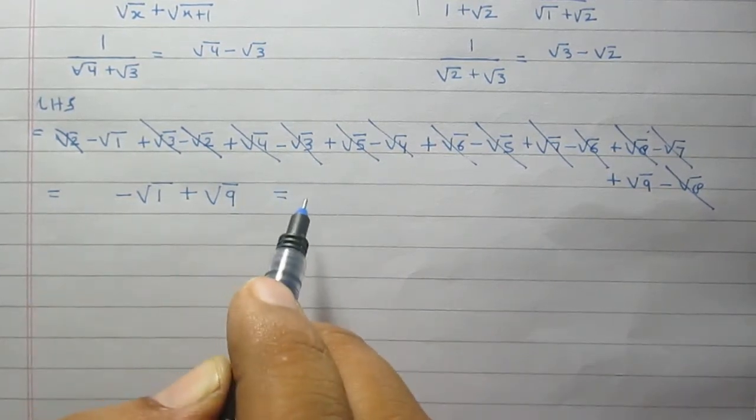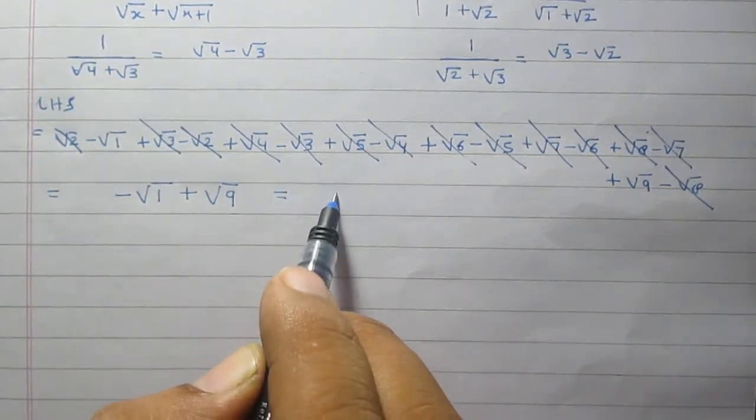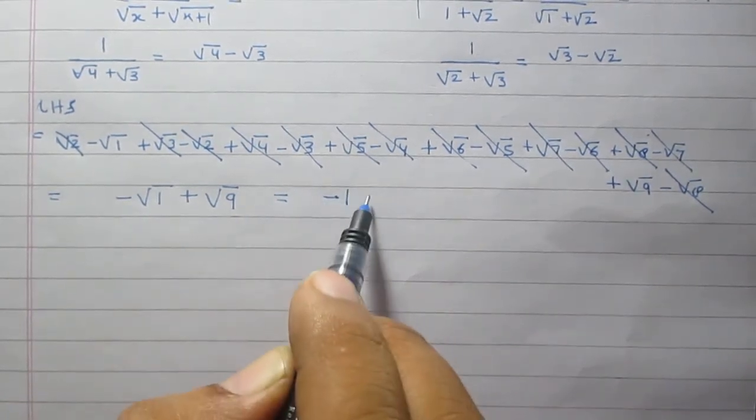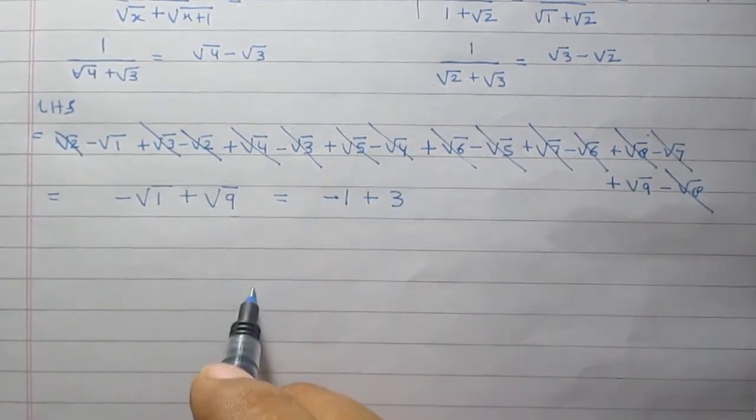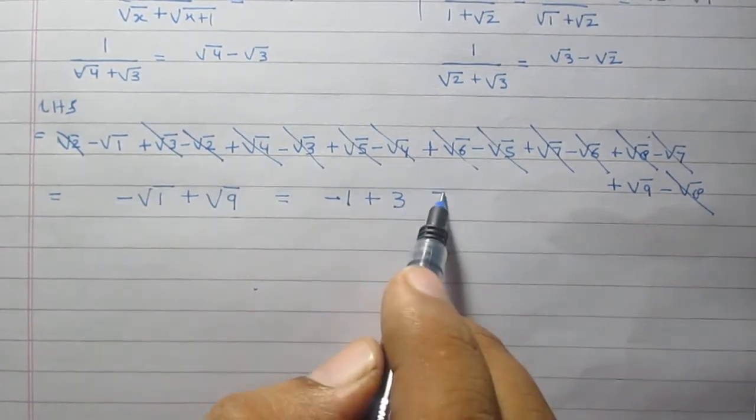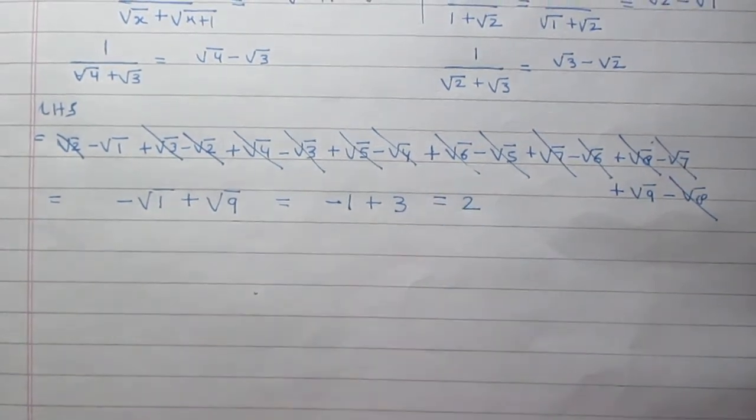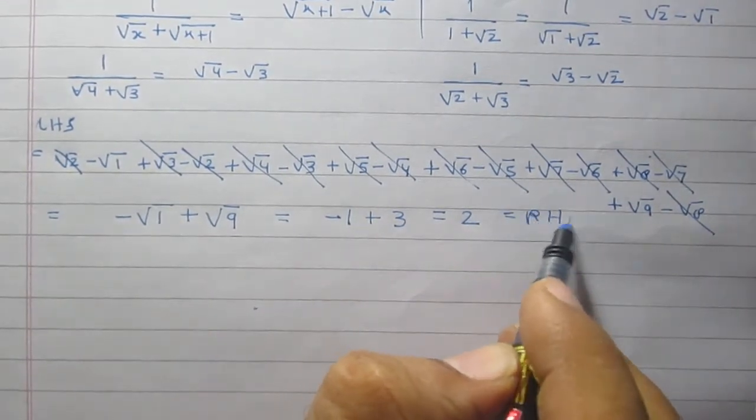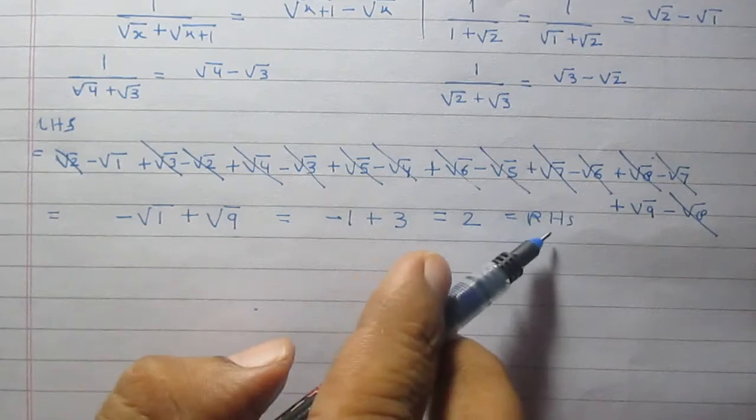We know that square root of 1 is 1 itself. So minus of square root 1 is minus 1. And square root of 9 is 3. And minus 1 plus 3 is equal to 2. And it is the right hand side of the given relationship.